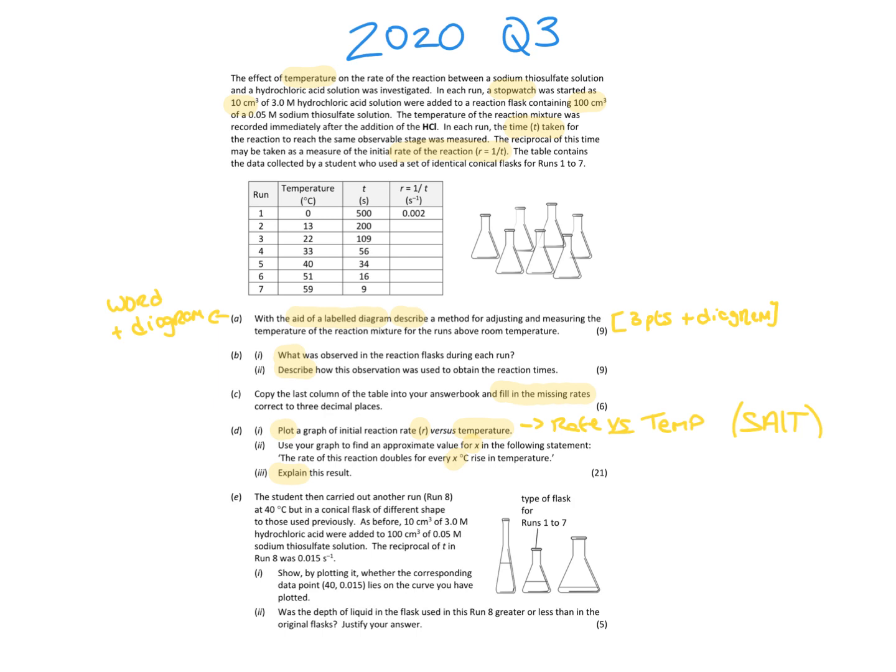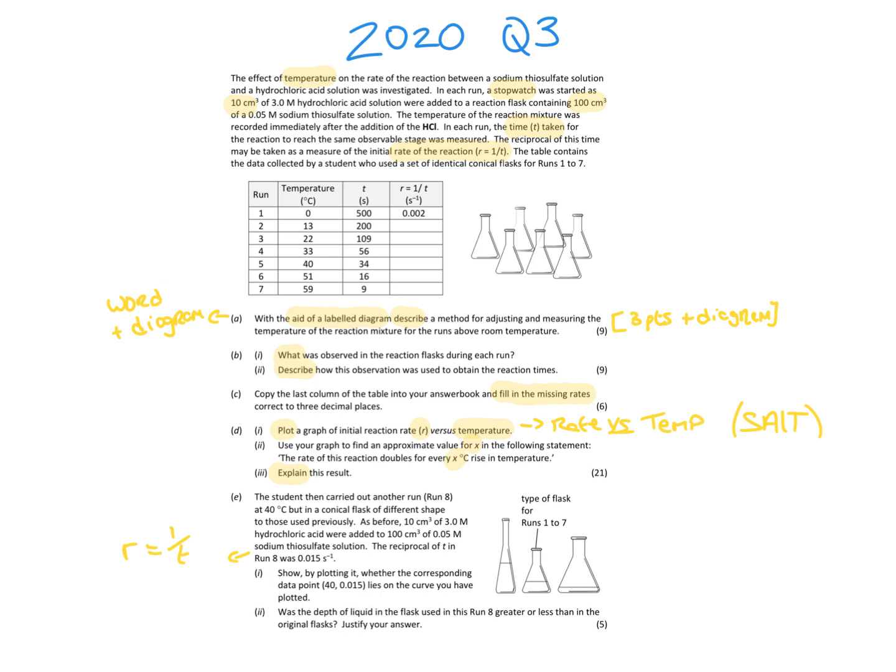Part E then is the last part, and it says the student carried out another run at 40 degrees, but in a conical flask of a different shape to those used previously. As before, 10 centimetres cubed of the hydrochloric acid were added to 100 centimetres cubed of the sodium thiosulfate. The reciprocal of T, basically saying the reciprocal is R, which is equal to 1 over T, so that's your rate, is 0.05. Show by plotting it whether the corresponding data point lies on the curve you have plotted.